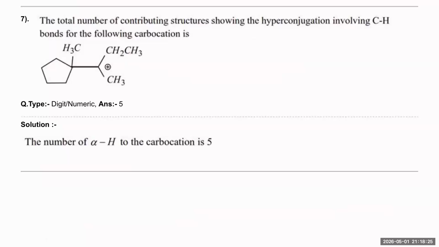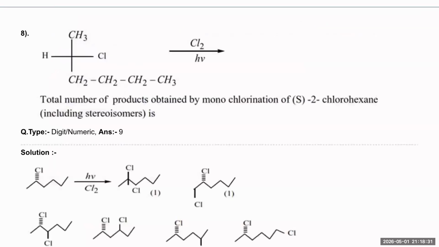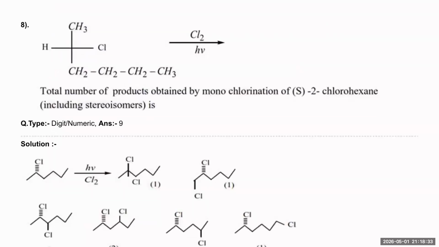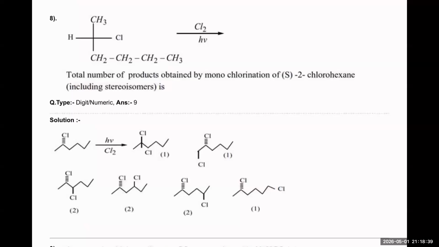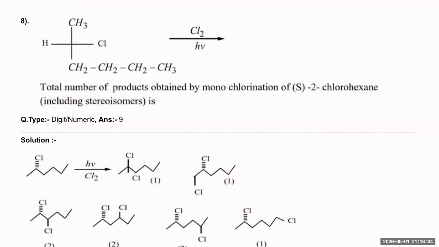Next. This I don't need to discuss. I suppose all of you can get that answer. Total number of products obtained by monochlorination of S-chlorohexane. Very important question. If you haven't done it correctly, please check this out carefully while counting the number of structures.